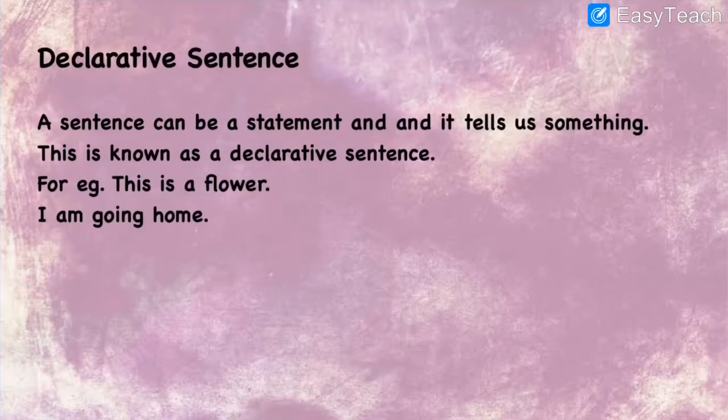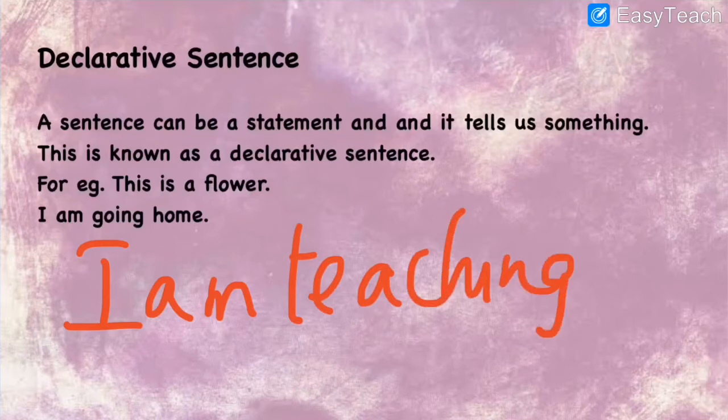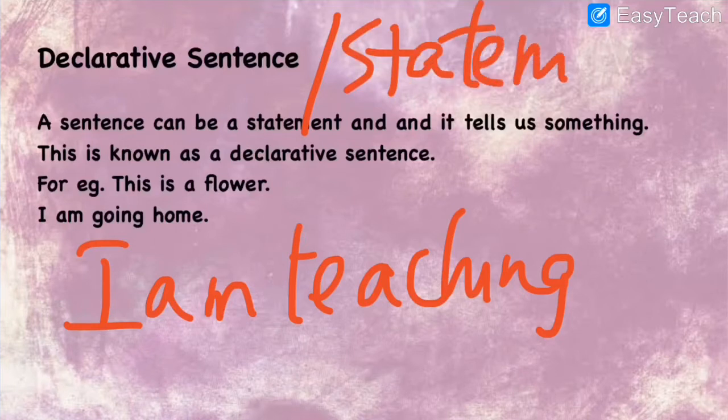A declarative sentence. A sentence can be a statement and it tells us something, and this will be called a declarative sentence. For example, this is a flower. I am going home. I am teaching right now. So, I have just given you a statement. A declarative sentence can also be called a simple statement.